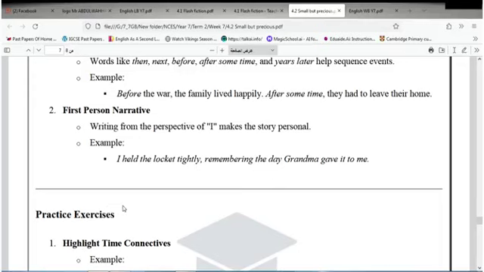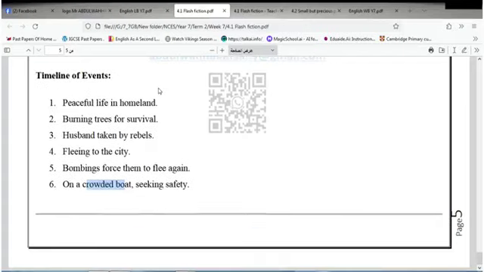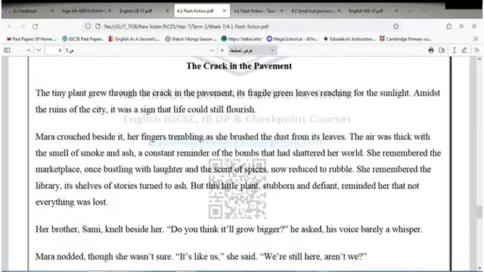Another example, the crack in the pavement. The crack in the pavement is talking about a plant, okay, which survived.